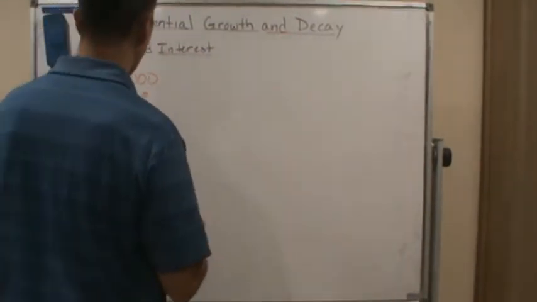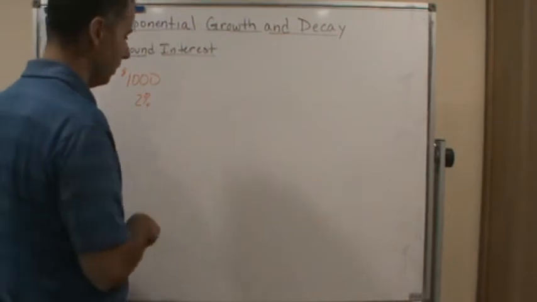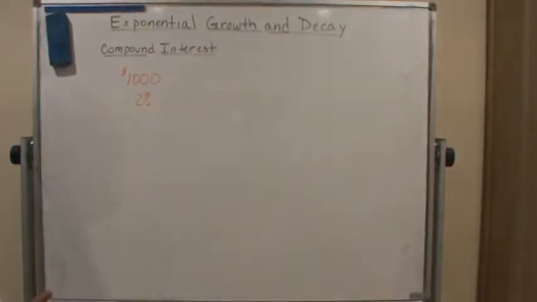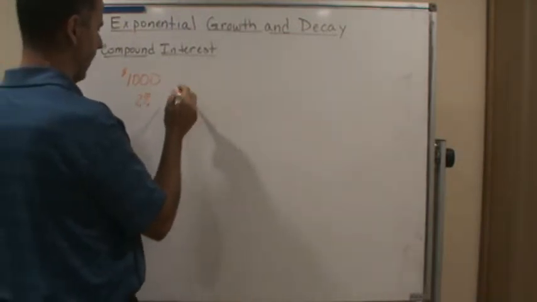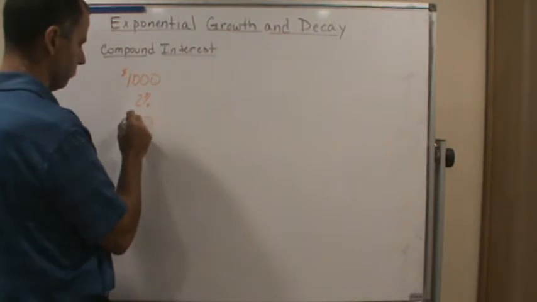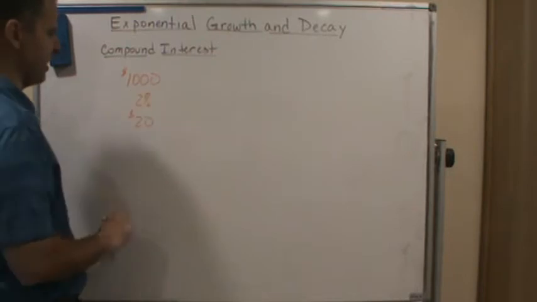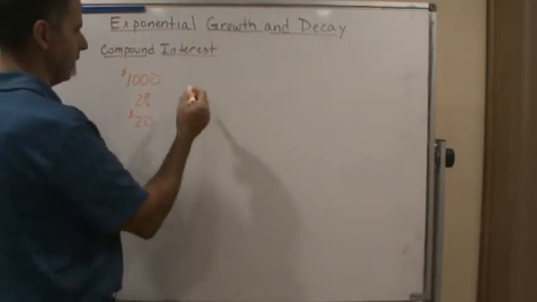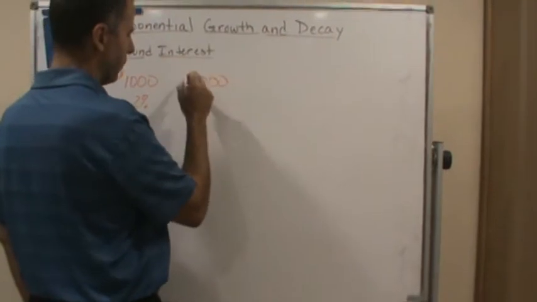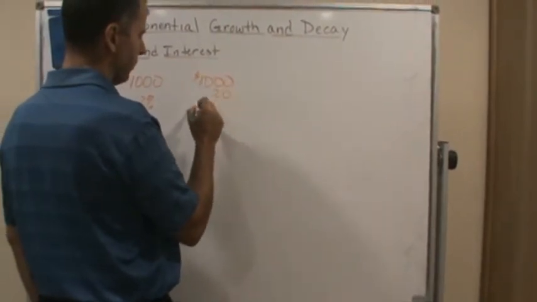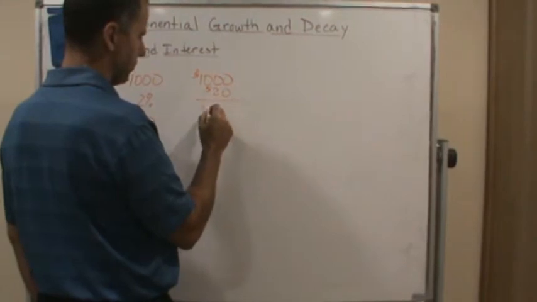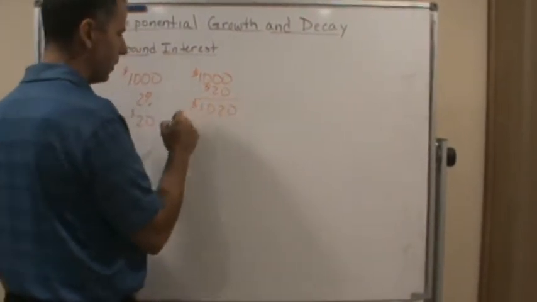So what happens? Well, 2% of the $1,000 is what? Right? 2% of the $1,000 is $20. So 0.02 times this gives you $20. What happens at the end of the year? You basically get your $1,000 plus the extra $20 for interest, and so now you have $1,020 in your account.